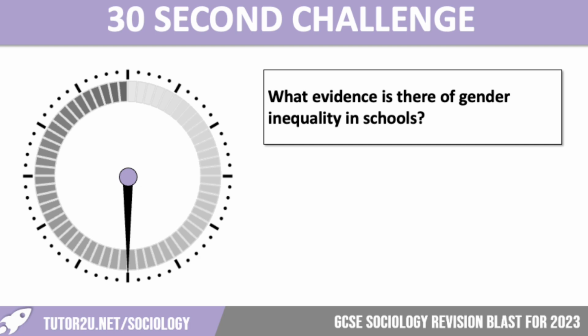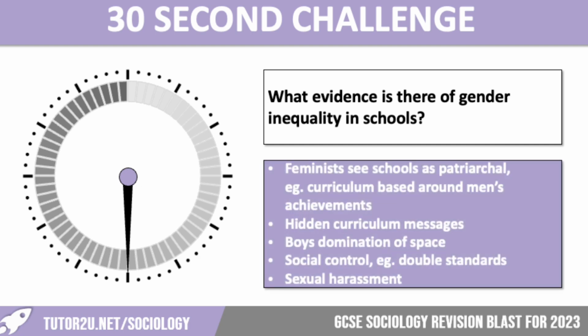Okay, hopefully you've managed to come up with a few for this one. We have got feminists seeing schools as patriarchal. So one criticism they have is that there is a curriculum based around men's achievements. We've got the hidden curriculum messages. So a good example of that would be that in many schools, the positions of authority are taken by men, whereas the support staff are generally made up by females.